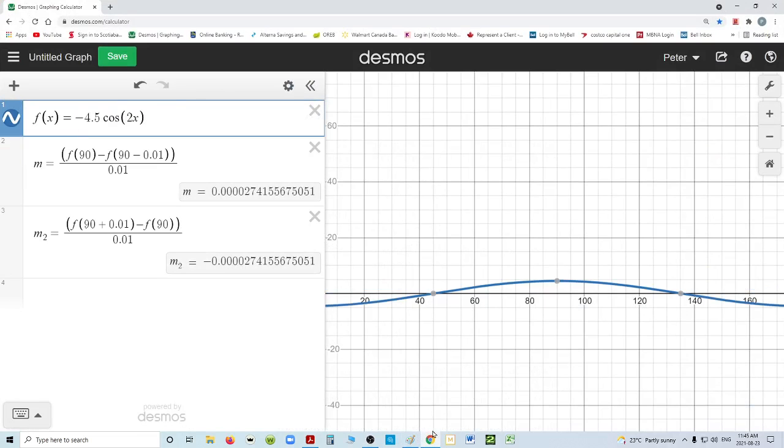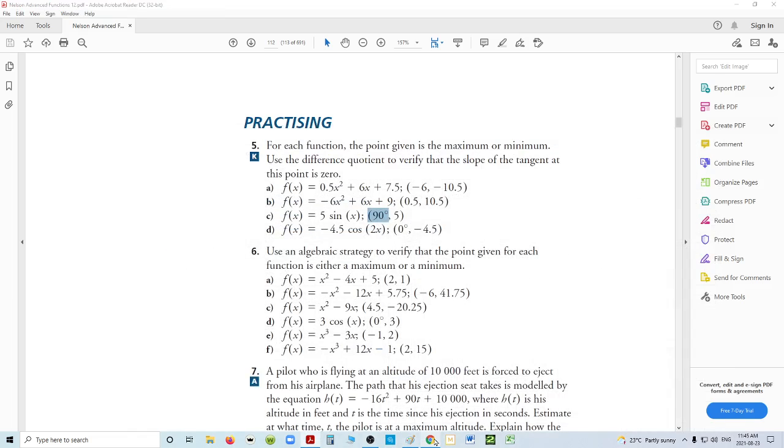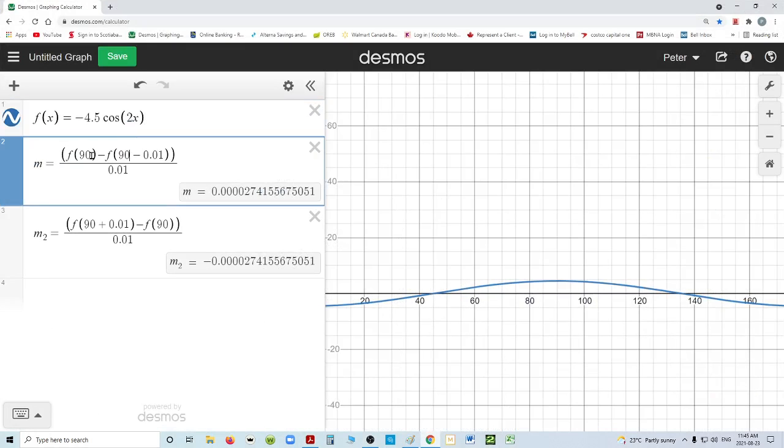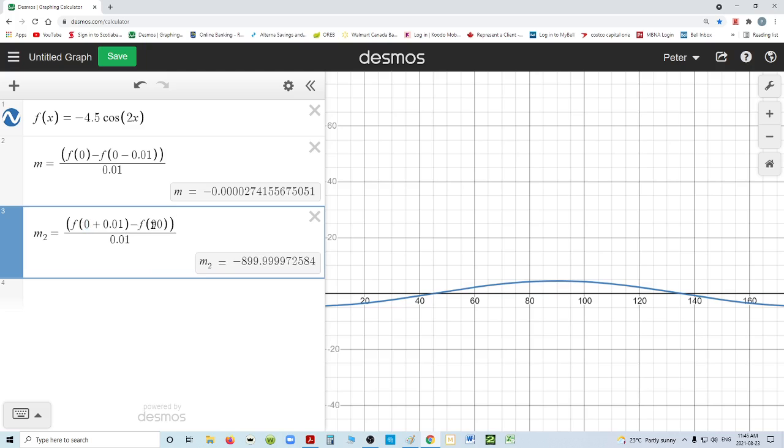Okay, and this time they're not interested in 90 degrees, they're interested in 0 degrees. So we're going to take the point just to the left of 0 and the point just to the right of 0, and subtract the main point we're interested in. Now, the slope just to the left of it is negative, and the slope just to the right of it is positive, which means we're talking about a minimum.